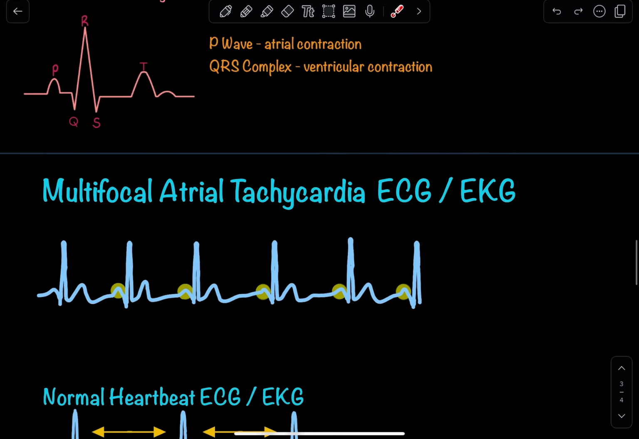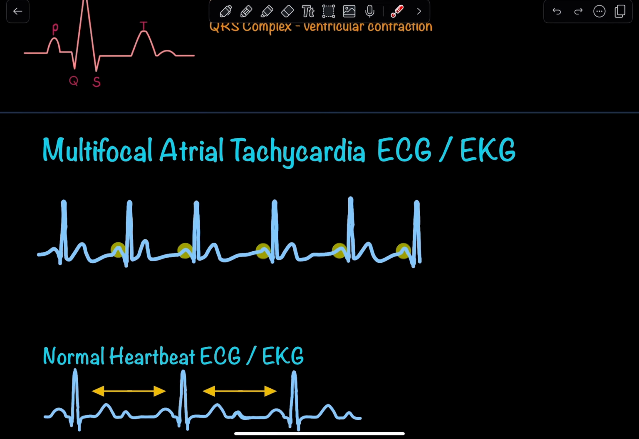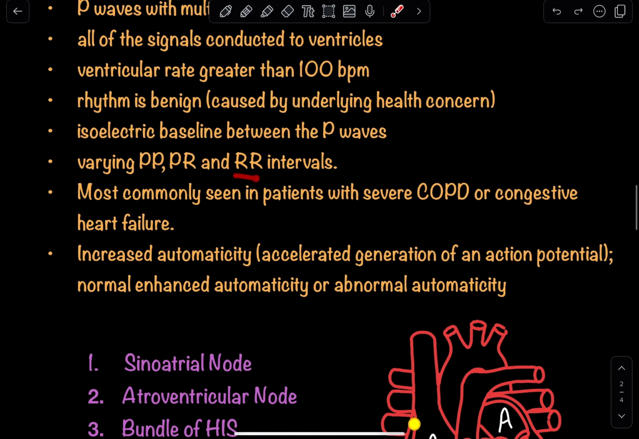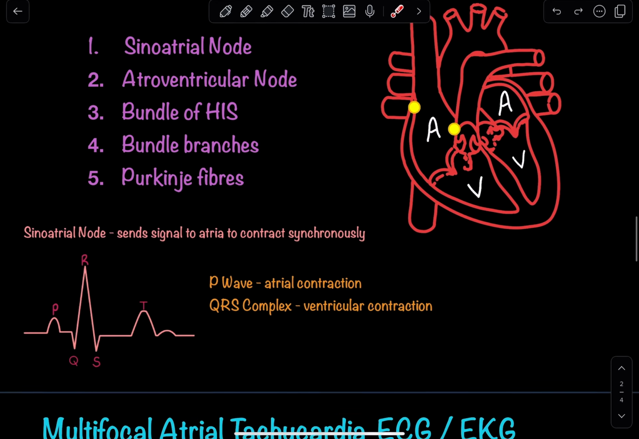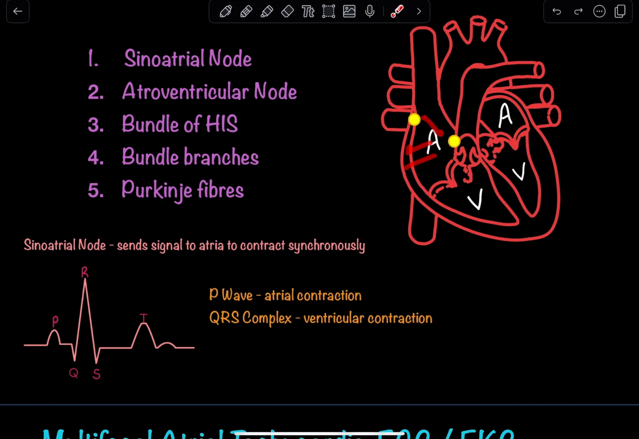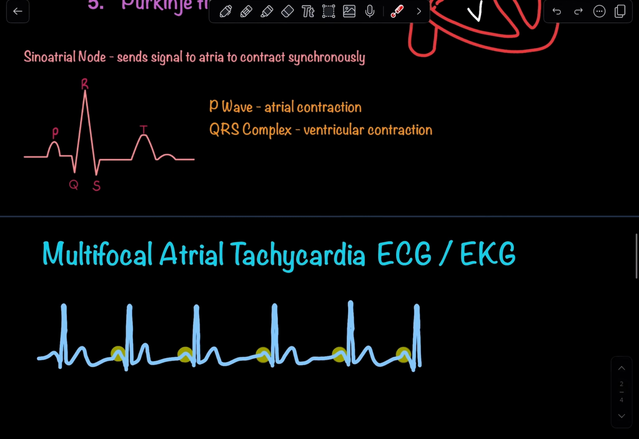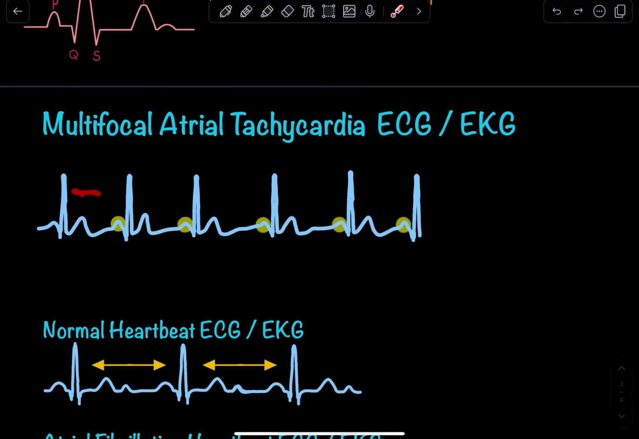Those different morphologies are representative of the variable locations sending off signals. And the rule of thumb to diagnose MAT on an ECG is that we must have at least 3 different P wave morphologies present, and each P wave will have a QRS complex right after it. And then also the intervals will be varying. Since the ectopic foci are sending off signals randomly and rapidly, it's going to cause the atria and ventricles to contract in a more rapid manner. And we'll see that the distance between the P waves and the QRS complexes will be of varying degrees.